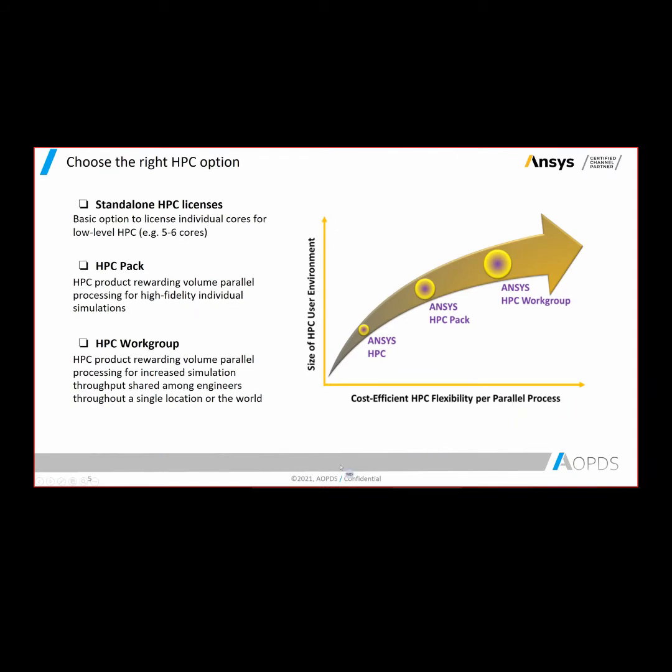Ansys provides three options for HPC. The first one is standalone HPC licenses, which is a basic option and is typically used for low-level HPC. The second option is HPC Pack, which provides large-scale parallel processing for high-fidelity individual runs. And the third option is HPC Workgroup, which offers volume-discounted parallel simulations for multiple users and multiple runs. Let me explain each of them in more detail in the next couple of slides.